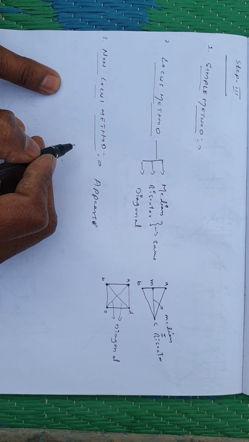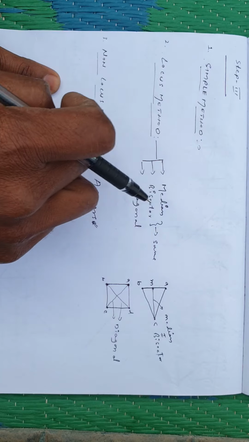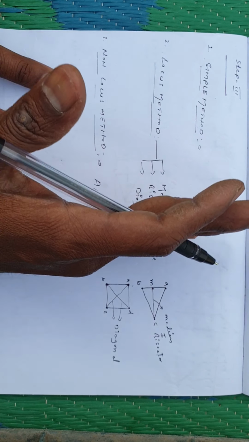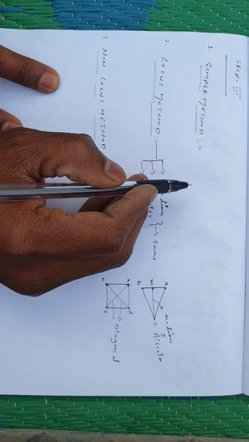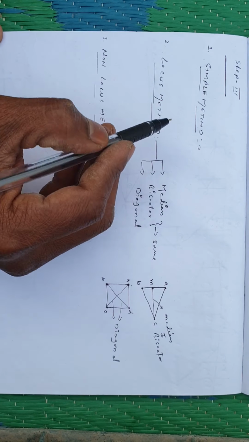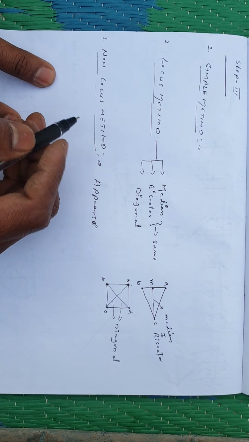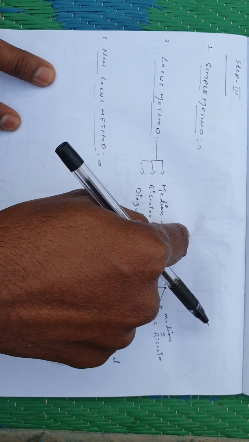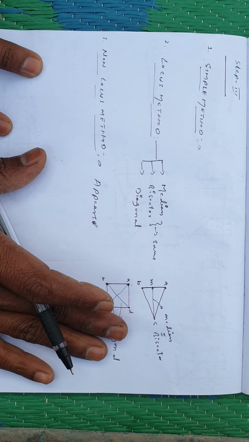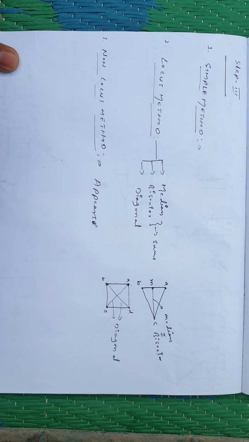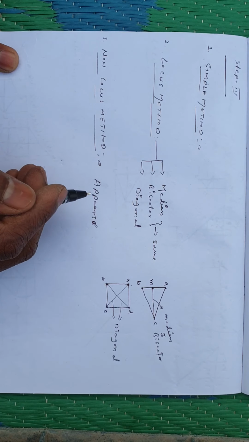It is only for the third step. For any problem, step 1 and step 2 will remain the same. Only the third step can be solved by the simple method, locus method or non locus method. It depends on the given conditions in the problem. So now we'll see when we have to go for the simple method, when we have to go for the locus method, and when we have to go for the non locus method.